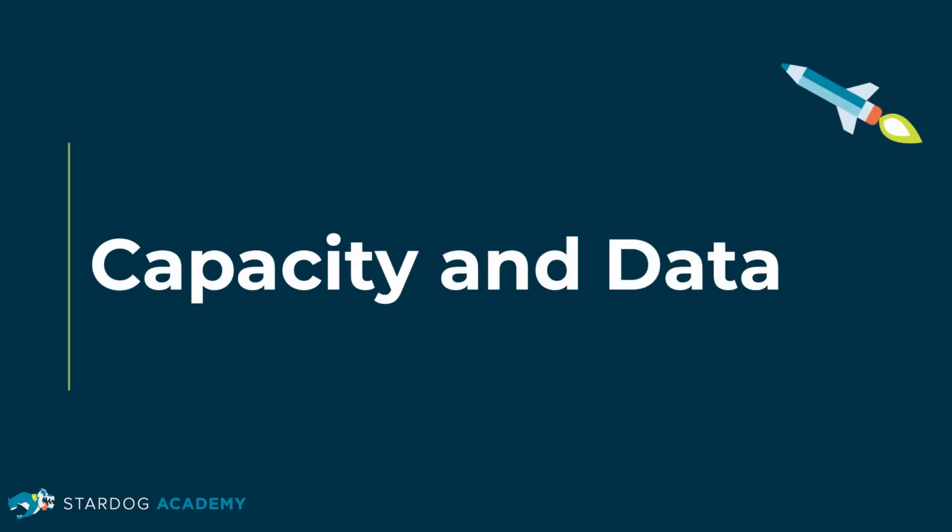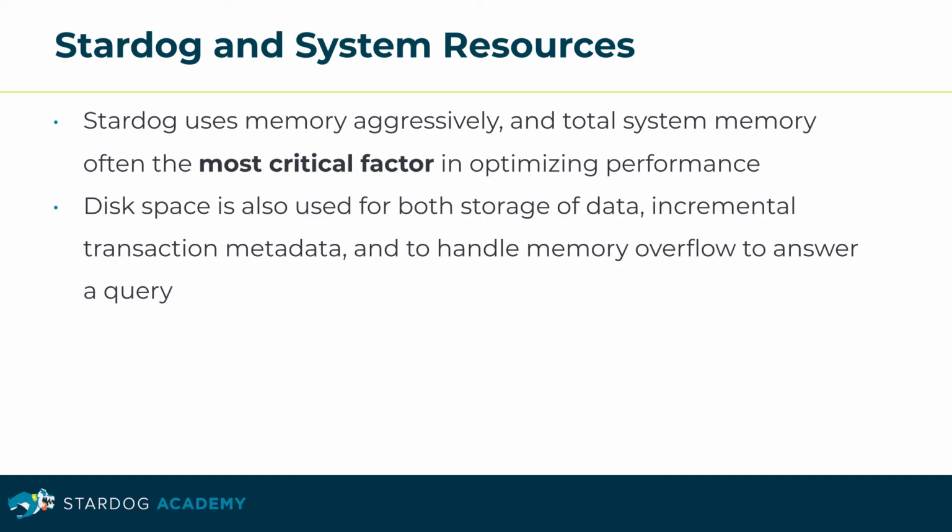Let's get started. This section is about capacity and data. So let's start off with the system that Stardog is going to run on, and the resources that the platform needs to optimally operate. First, Stardog uses memory aggressively, and the total system memory is often the most critical factor in optimizing performance. It is often the first place to start, the first thing to check, and, if not monitored appropriately, the first area that a problem can arise.